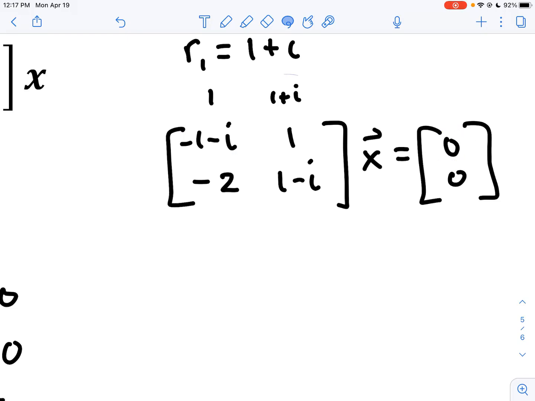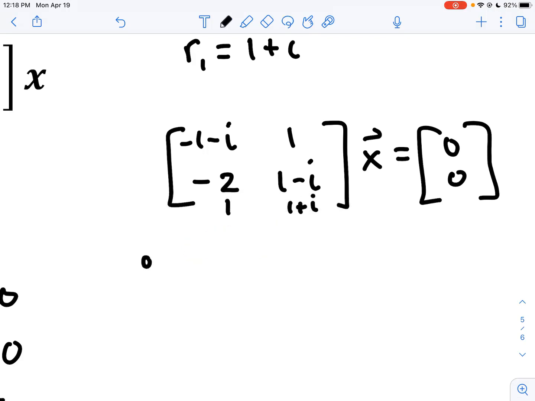You're going to get this 0 here. So this is a vector that makes the first row true. But we also have to make sure it makes the second row true. So let's just verify when I drop it down here and multiply these. -2 times 1 is -2, and 1 minus i times 1 plus i, that's going to be 1 minus i squared, which is going to be 1 minus -1, which is going to be 2. So we're going to get a -2 here and a 2 here, and when you combine those, sure enough, you get this 0.